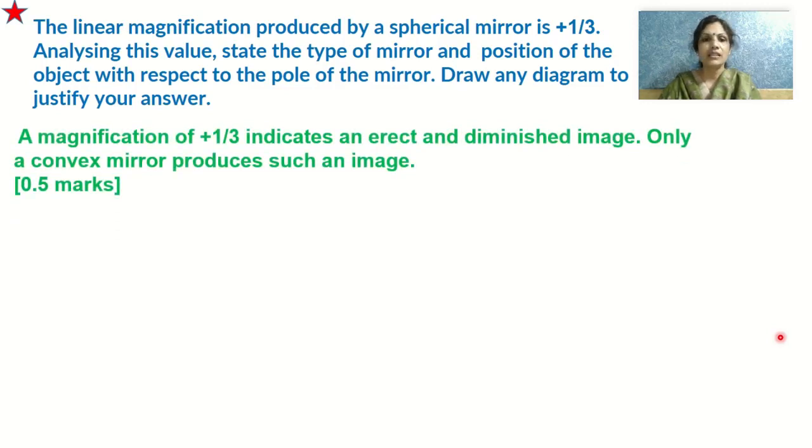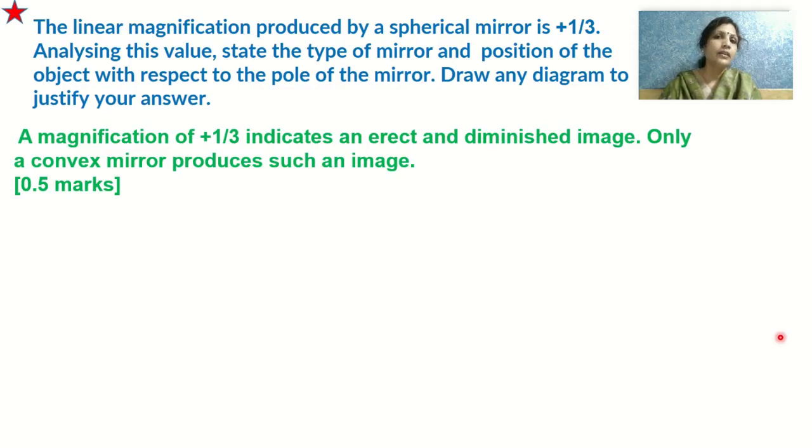This indicates that erect and diminished image is formed, and only convex mirror produces such type of image. So the mirror is convex mirror, and the magnification produced by convex mirror is always positive. So to identify the mirror, you will be given half mark.